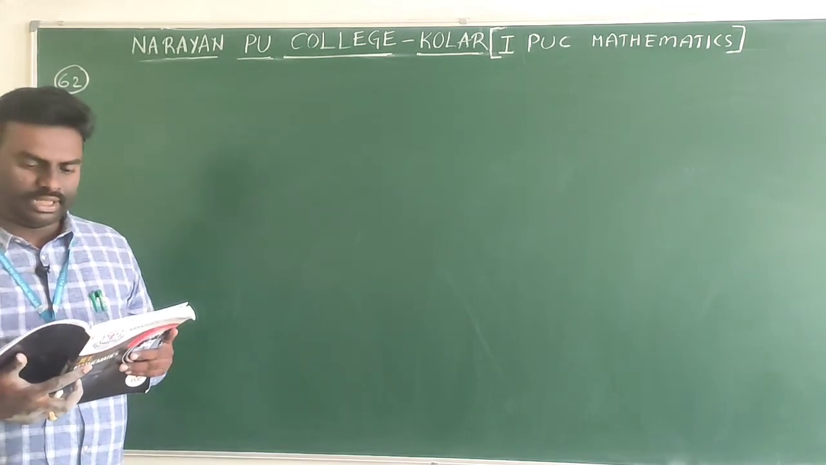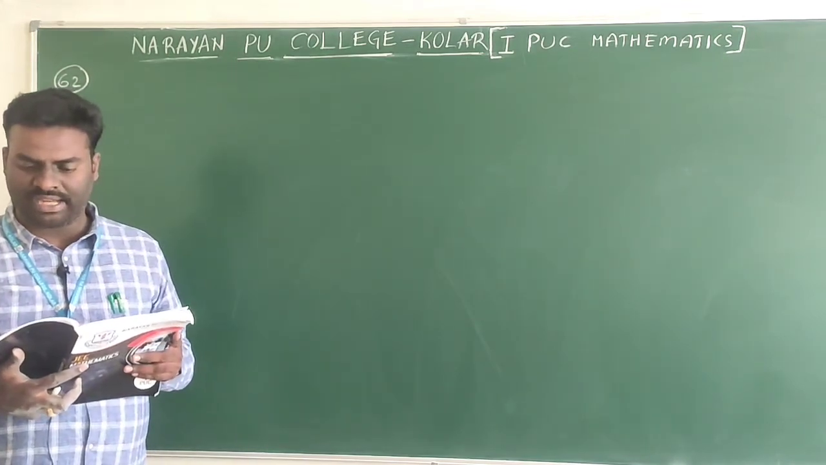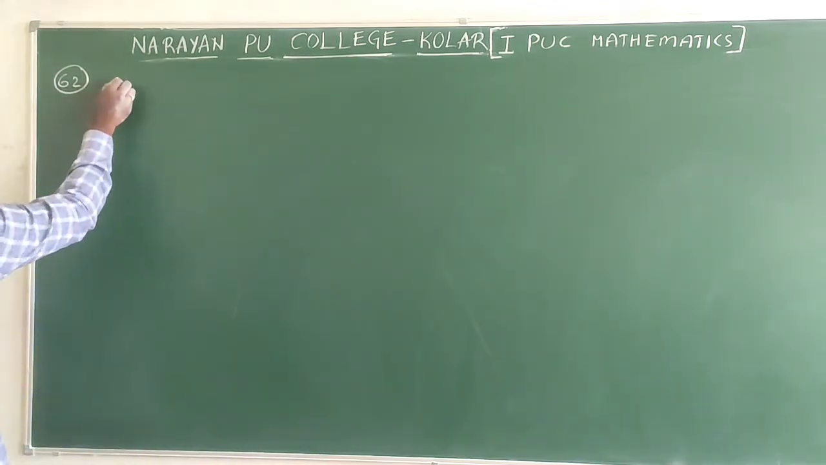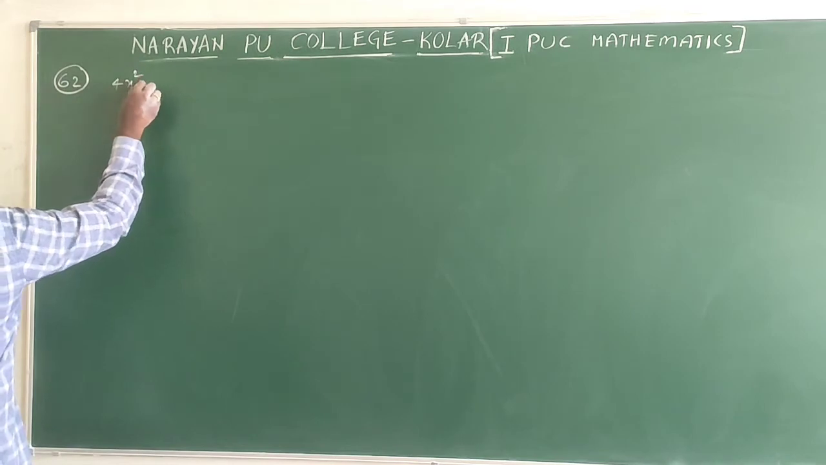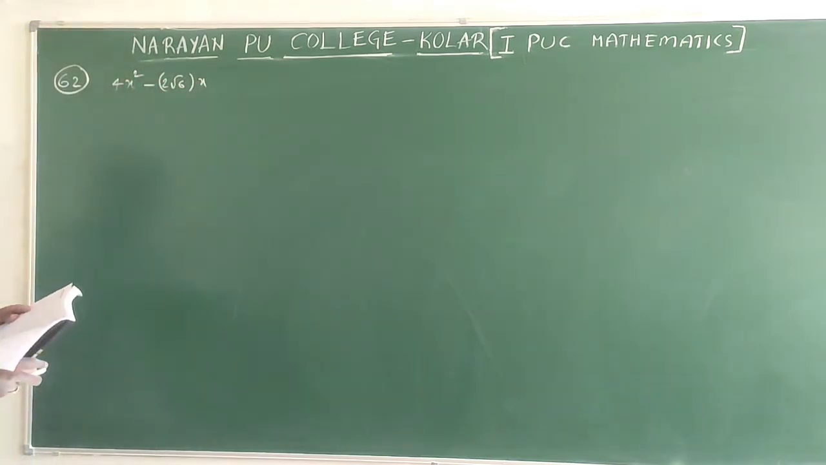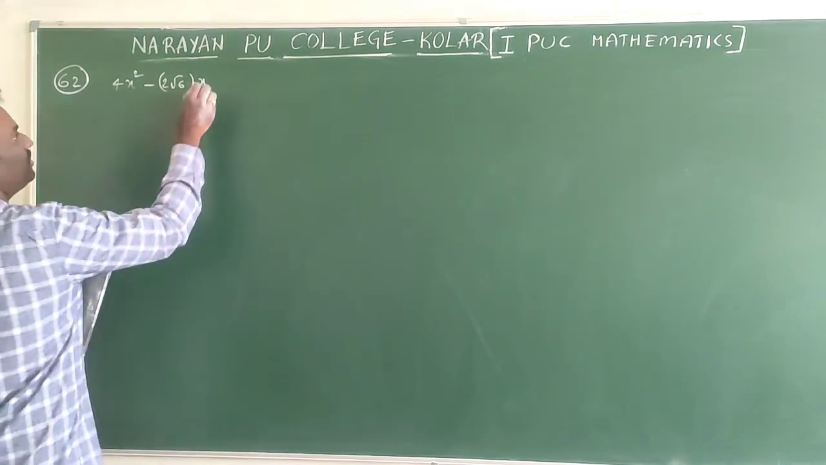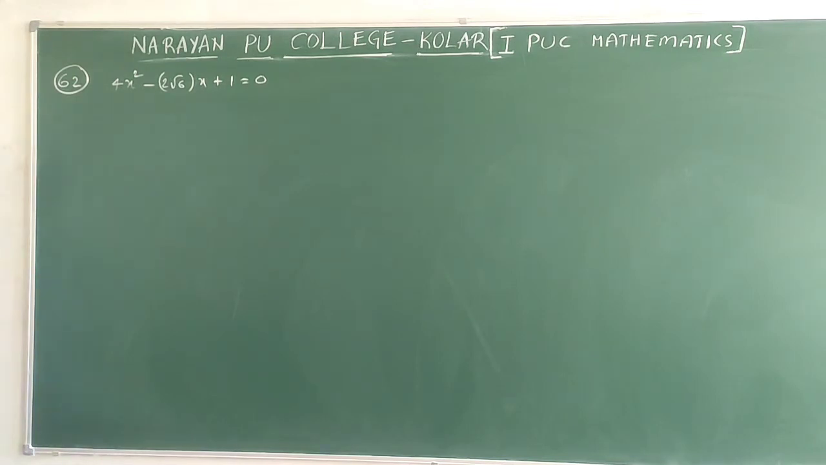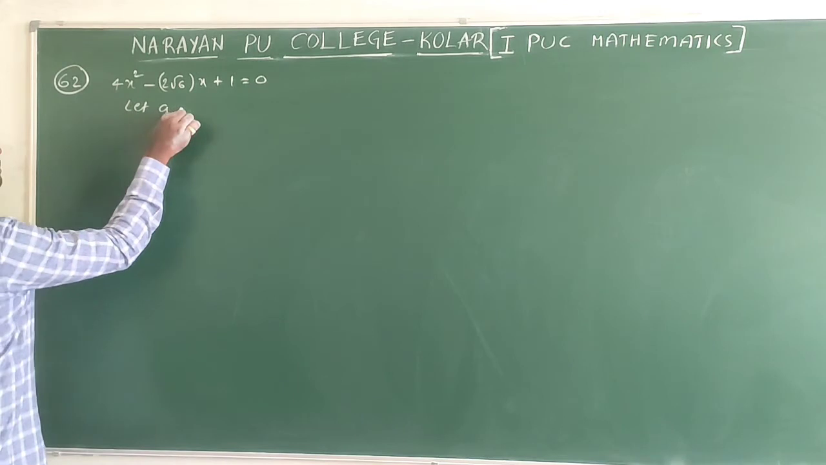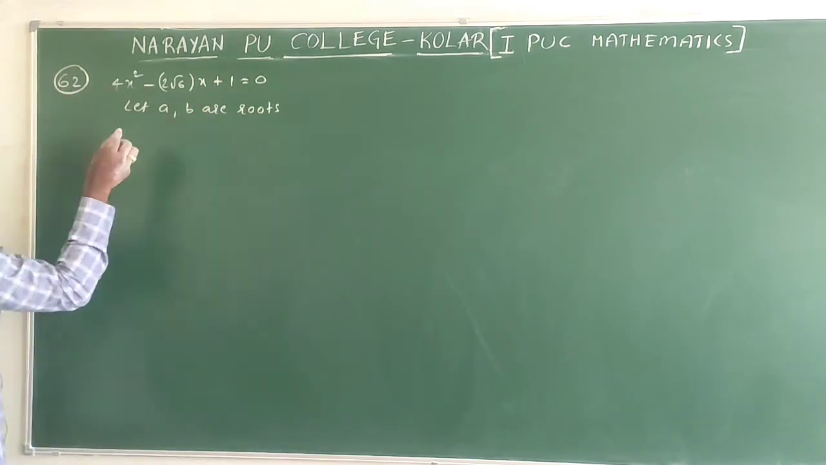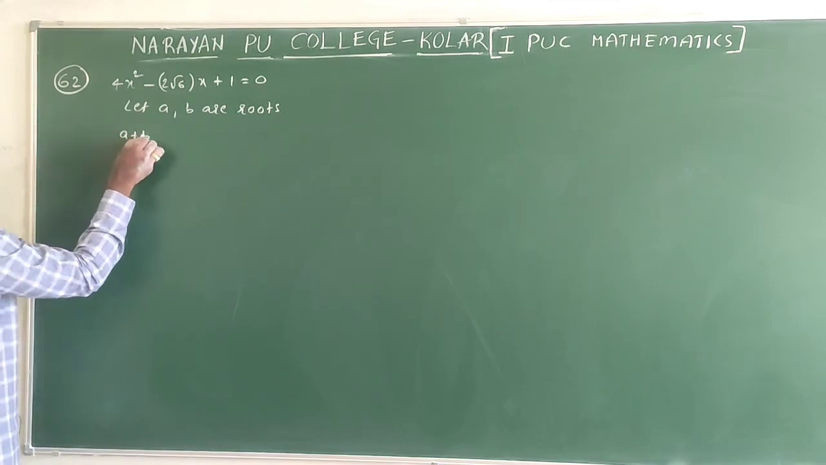If the lengths of two sides of a triangle are the roots of a quadratic equation, 4x square minus 2 root 6 into x plus 1 equals 0. It is a quadratic equation. For this equation I am taking two roots. These roots are the lengths of the sides. Let a comma b be the roots. I can use the formula sum of roots is minus b by a.